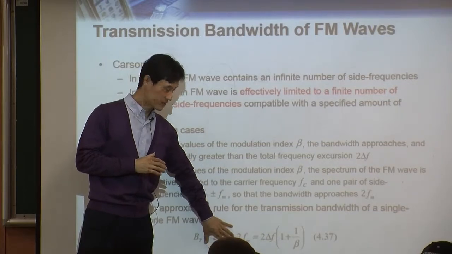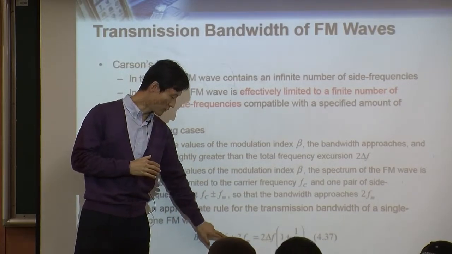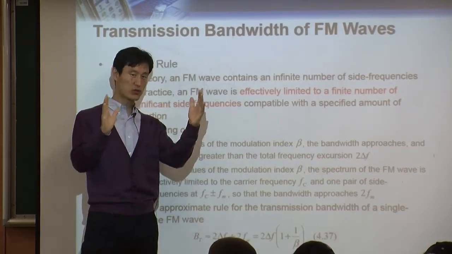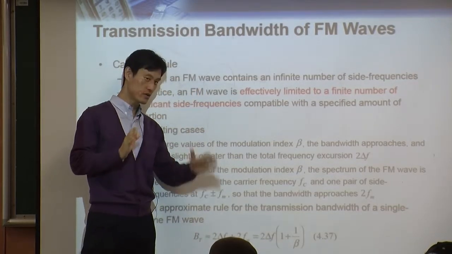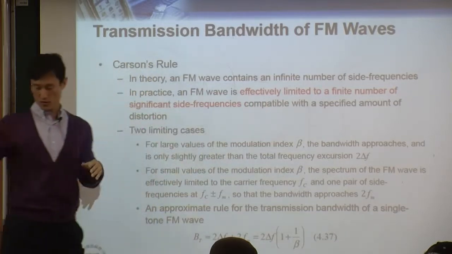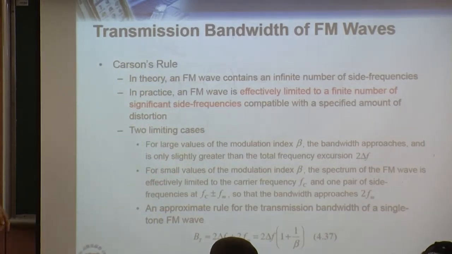So look at here: 2 delta f plus 2 fm. This is the bandwidth you want to have. If you have some frequency component within that bandwidth, you want to keep it. All the other things, just remove. That's what that means. So Carson's rule helps you decide the bandwidth.